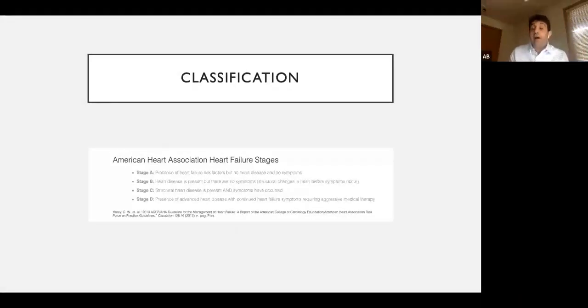Stage B, heart disease is present, but there are no symptoms. There are some structural changes before symptoms develop. Stage C, there is structural heart disease and symptoms. Stage D, presence of advanced heart failure with continued symptoms requiring aggressive medical therapy. Those stages are relatively new, but you really need to know them. You need to act on somebody in stage A and B, maybe to prevent them from going into stage C.